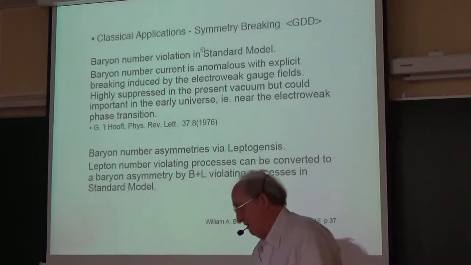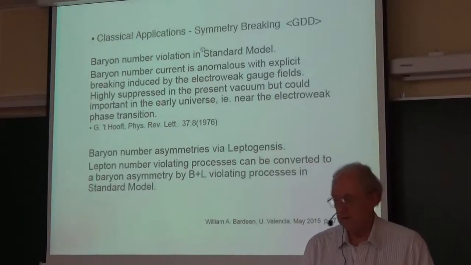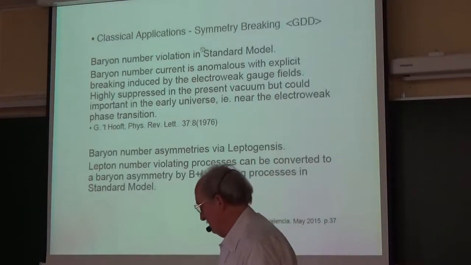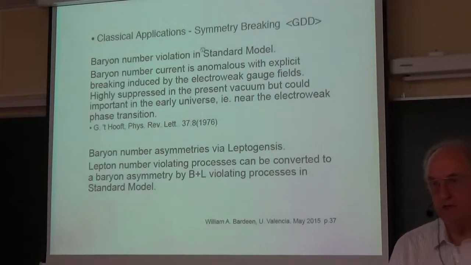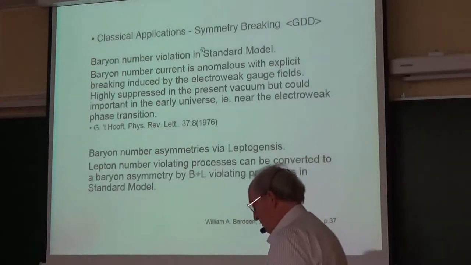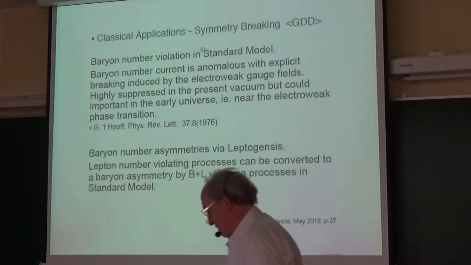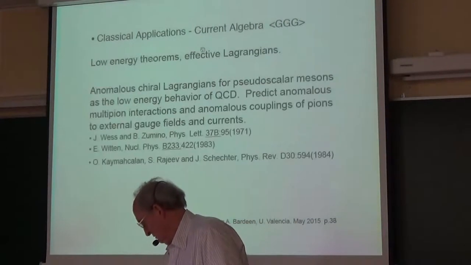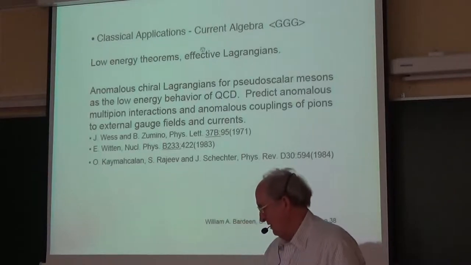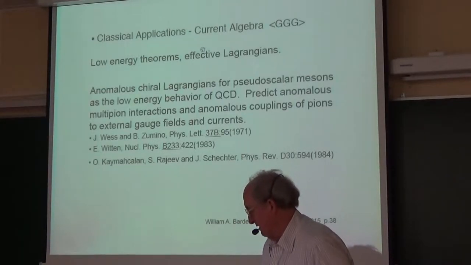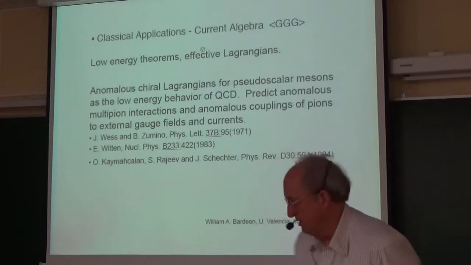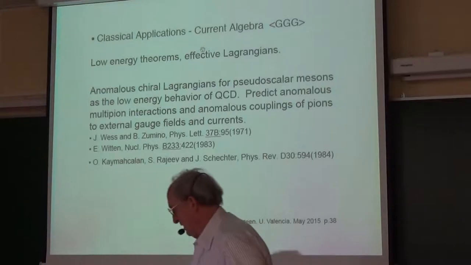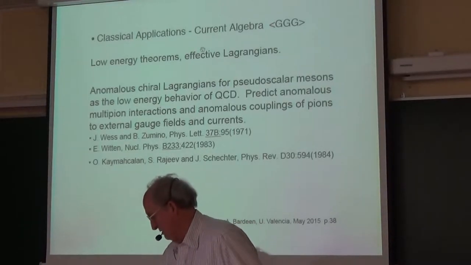However, at high temperature, that picture changes, and there can be baryon number asymmetries generated via leptogenesis, which means you can generate a lepton asymmetry, which then gets converted to a baryon asymmetry by processes related to the anomaly. This just goes back to the classical applications where you just have global currents and are studying anomalous contributions to processes.